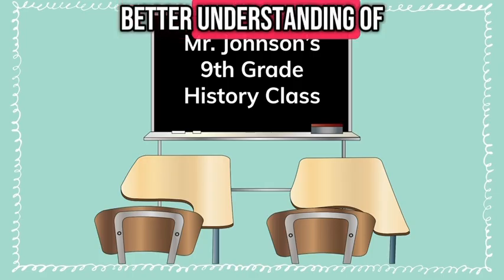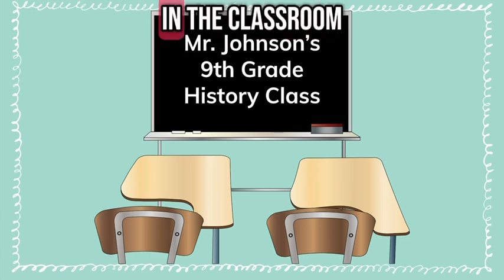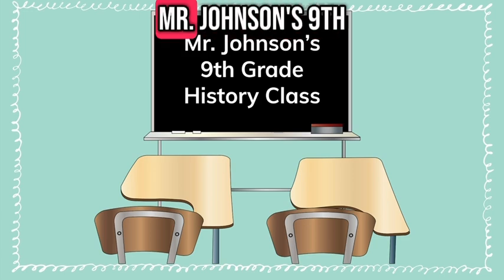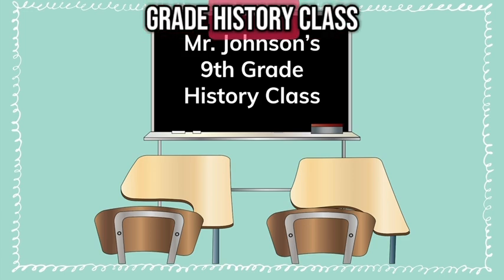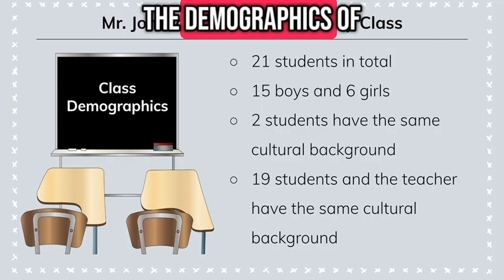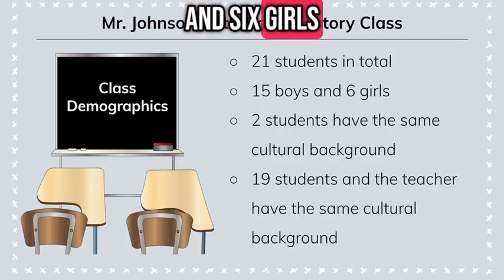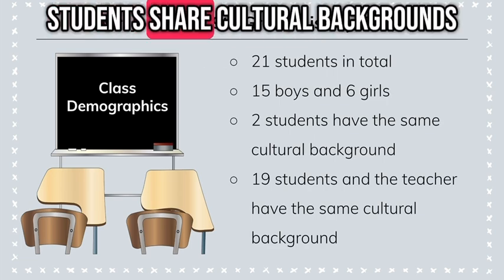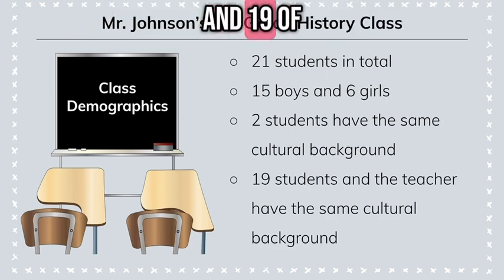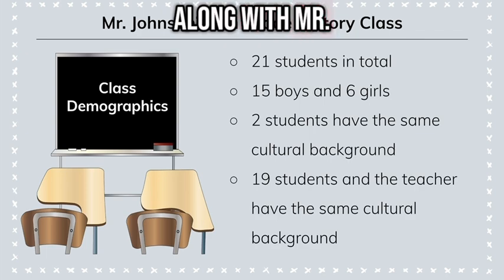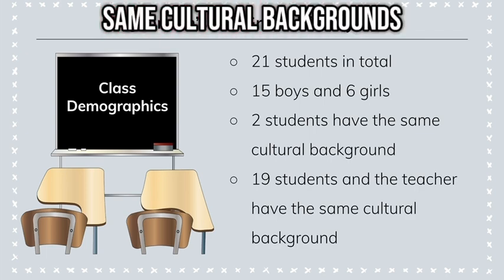To gain a better understanding of potential oppression that might exist in the classroom, let's look at Mr. Johnson's ninth grade history class. The demographics of the class are as follows. There are 15 boys and 6 girls. 2 of the students share cultural backgrounds, and 19 of the students, along with Mr. Johnson, share the same cultural backgrounds.